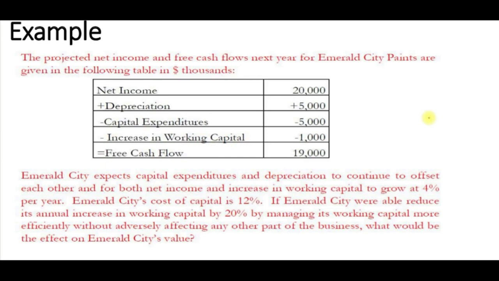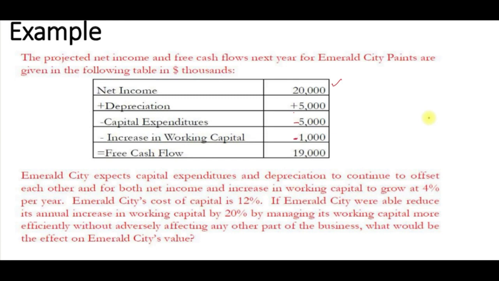Okay, let's take an example, the relationship between the value of the firm and working capital. The projected net income and free cash flow next year for Emerald City Paints are given in the following table in 1000. So this is the net income. We add back depreciation. What do we get? We get cash flow actually, but we also have to adjust capital expenditure. We have an increase in working capital.